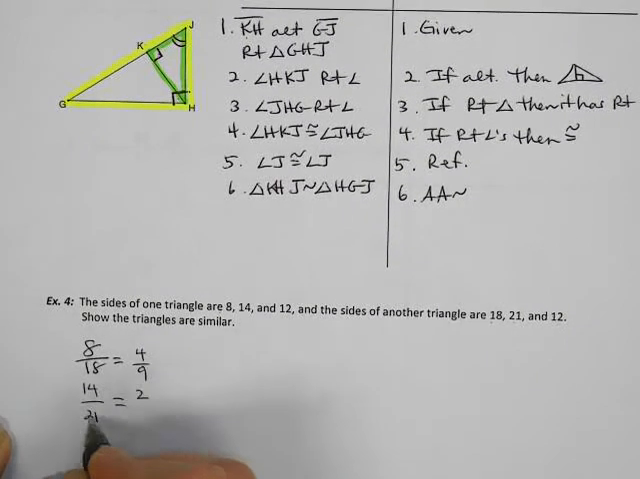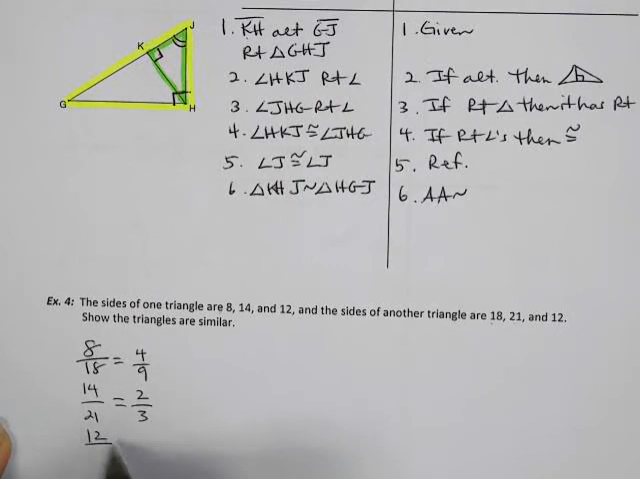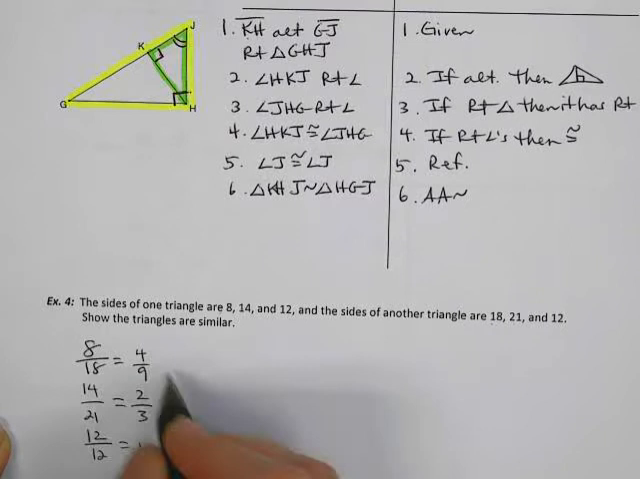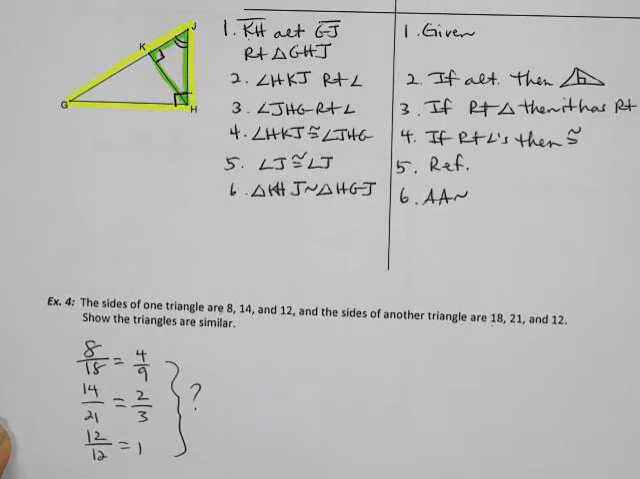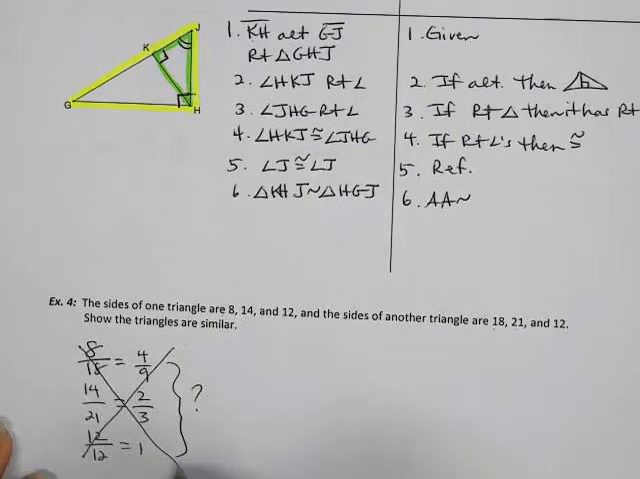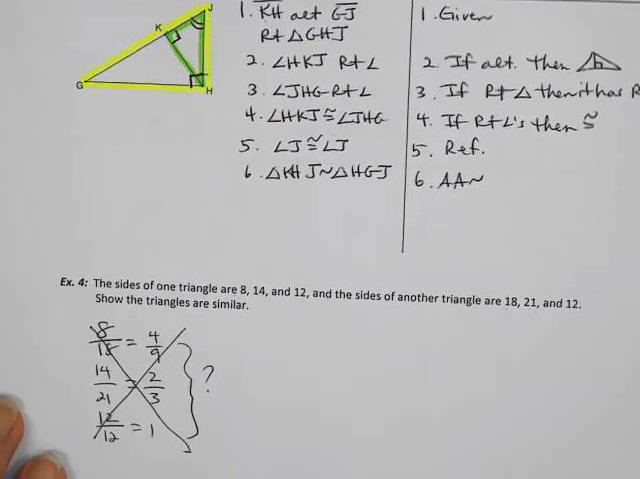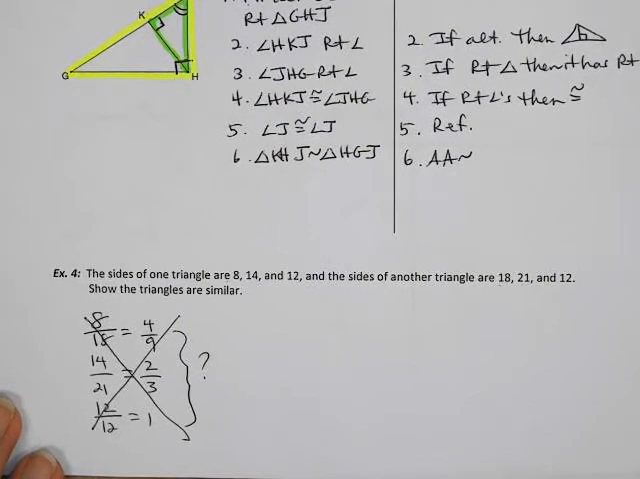7 goes in there twice. 7 goes in there 3 times. And then they start to get concerned because then they say 12 is to 12. That's 1. And none of those ratios are the same. All right, so think for a minute. What did we do wrong? Why aren't those ratios matching up?